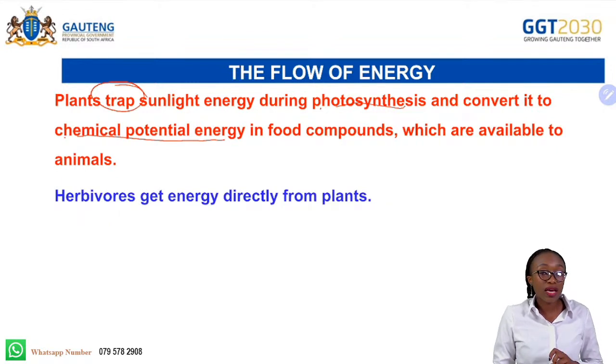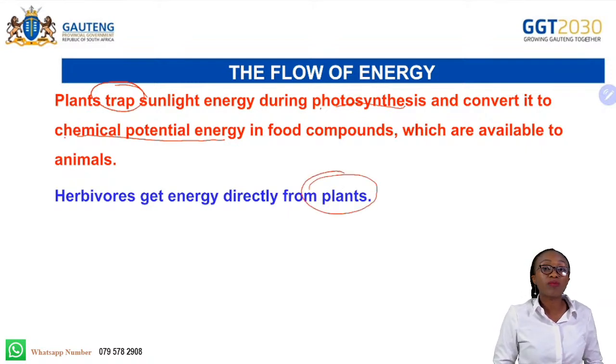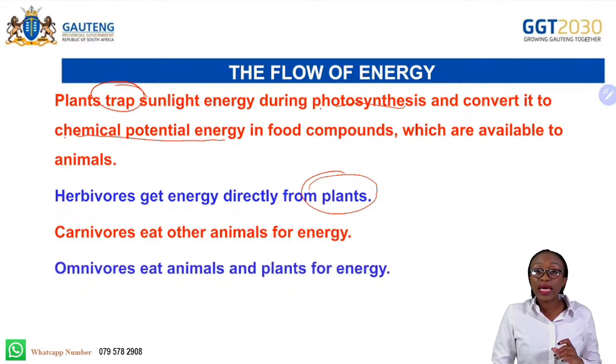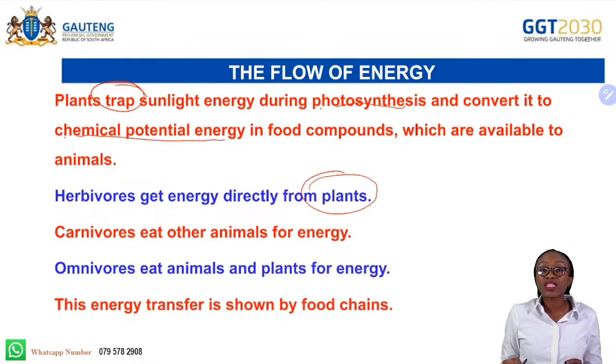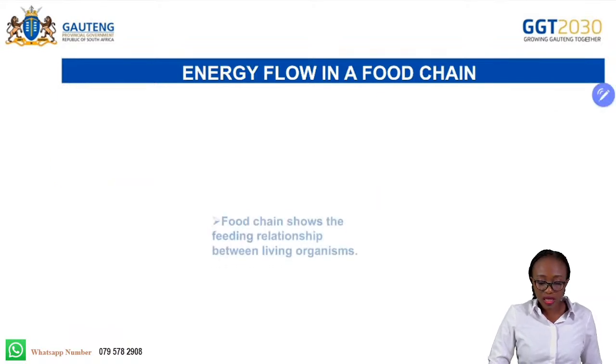Then what happens next? Here comes a herbivore. The herbivore gets that energy directly from the plant. So the herbivores, these are the animals that feed on plants only, and they get their energy directly from the plants. The carnivores then eat other animals. So they eat other animals for energy. Omnivores, they eat both plants and animals for energy as well. And this energy transfer is represented in what we call food chains. That is where the flow of energy is represented.